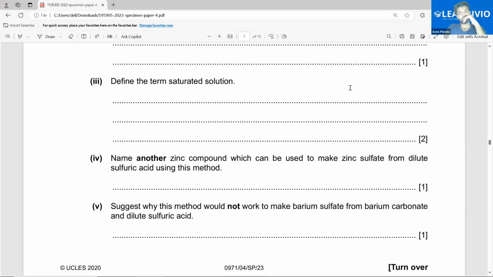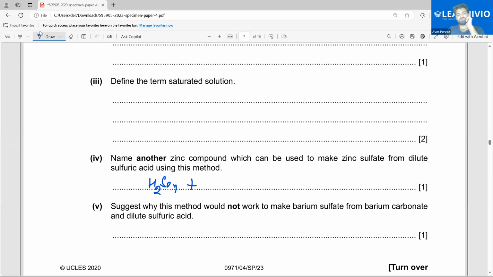Name another zinc compound which can be used to make zinc sulfate from dilute sulfuric acid using this method. Any compound you can take instead, like you can take zinc oxide also. When you react zinc oxide with sulfuric acid, it will again give you ZnSO4 plus H2O. So any such compound can be taken.